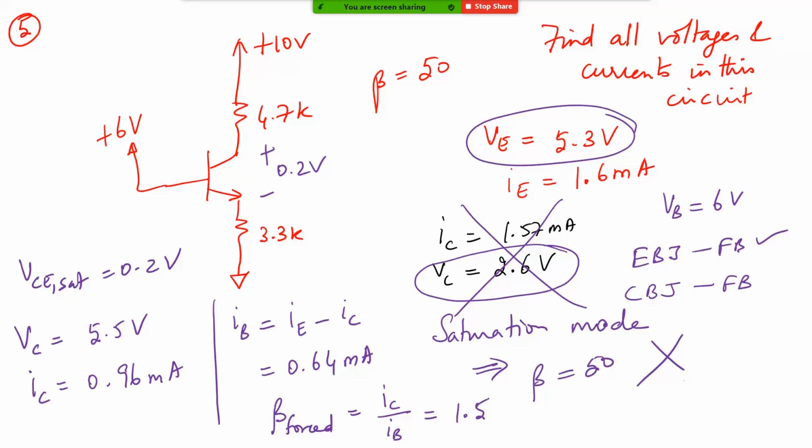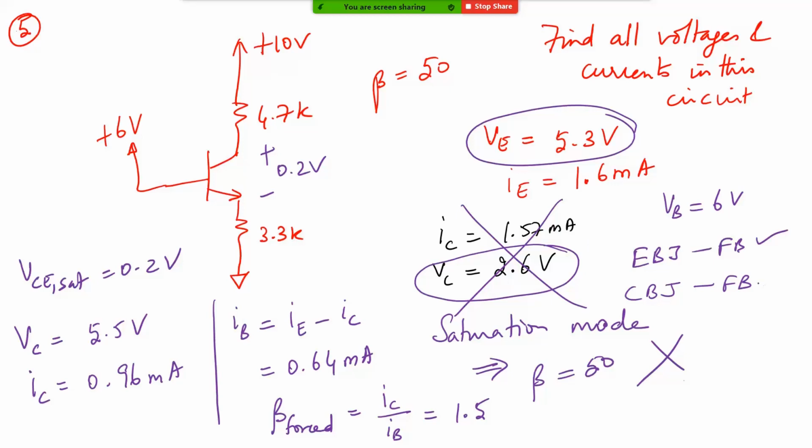Sometimes it is always fine to start with the assumption of a forward active mode, but many times it might turn out that your assumption is not correct. Depending on the values, both when you are designing things as well as when you are analyzing circuits, either practically or in problems that you solve or in simulation, you cannot apply the formula that IC is equal to beta by beta plus 1 times IE and so on. So that solution will be wrong.